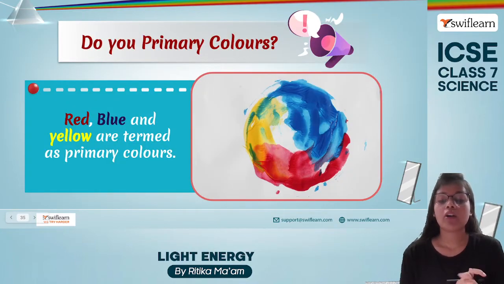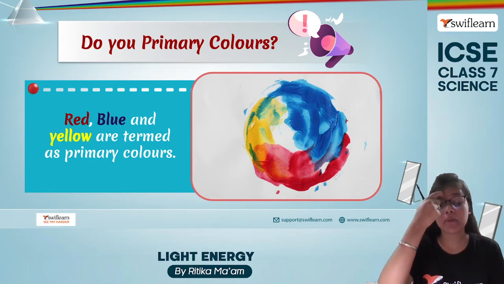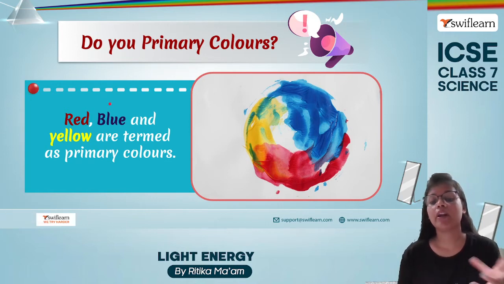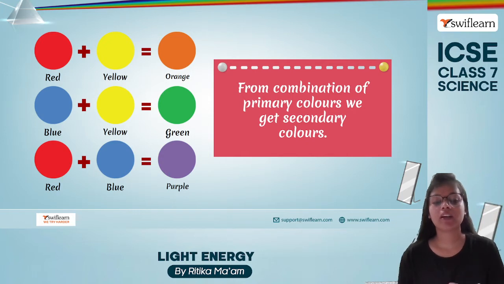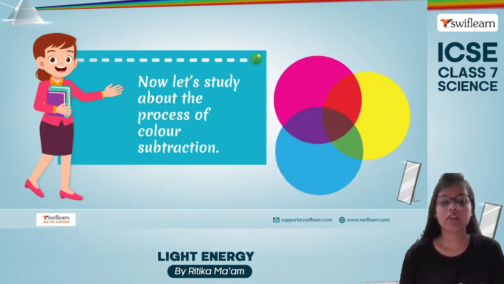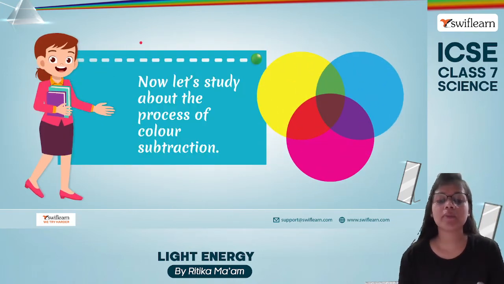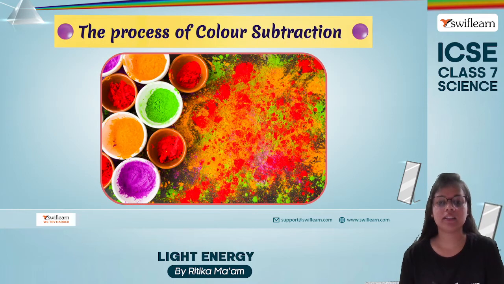Now talking about primary colors, red, blue and yellow are primary colors. All the colors are made by mixing them. So if we mix red and yellow, we get orange. If we mix blue and yellow, we get green. If we mix red and blue, we get purple. So from these combinations of primary colors, we get secondary colors. Now what is meant by color subtraction? Let us see.